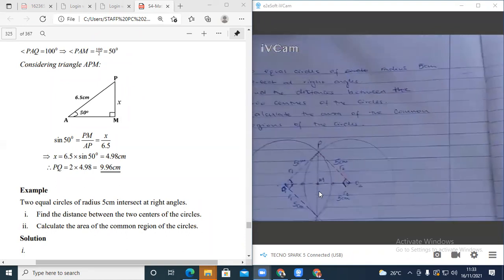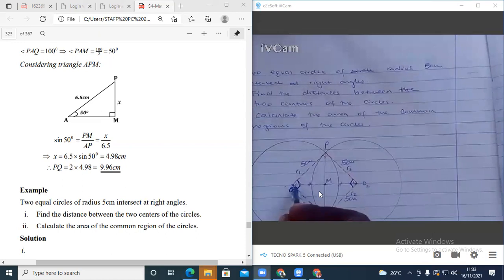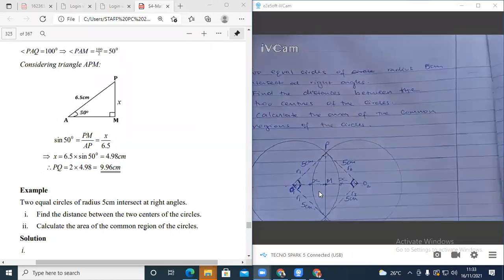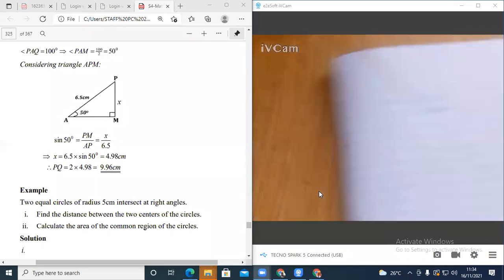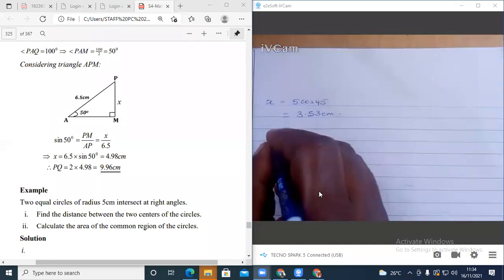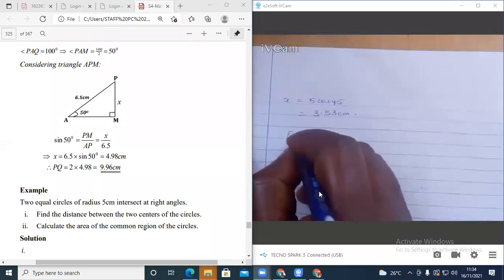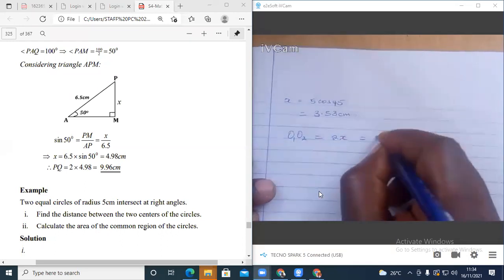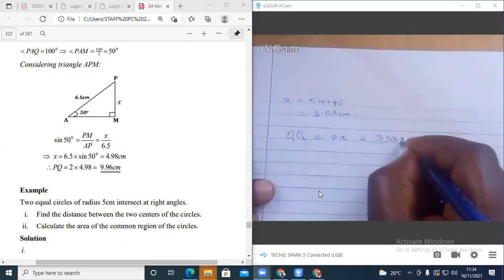Now let us go back to our diagram here. This distance here is that which I found, which is x. But that distance x is also equal to this one. So we have to add x plus x to get the distance between the centers. So O1O2 is 2x, which is equal to 3.53 times 2.